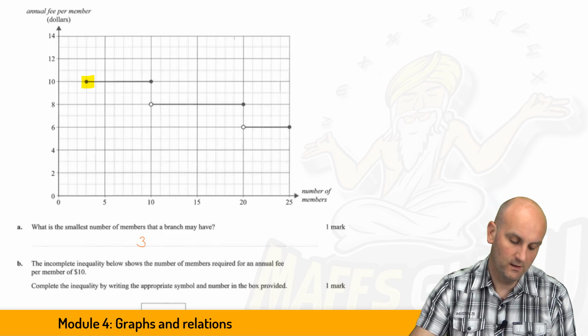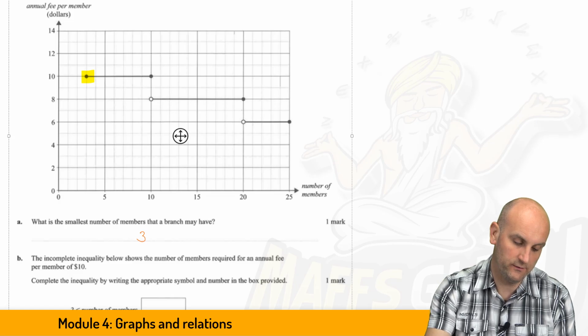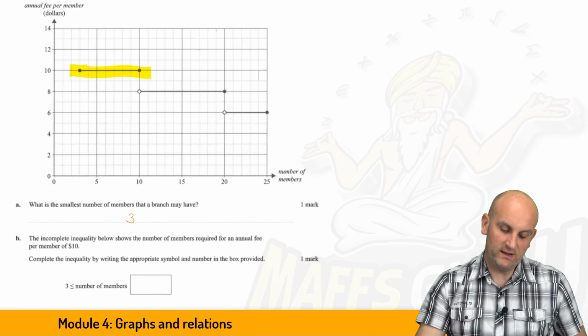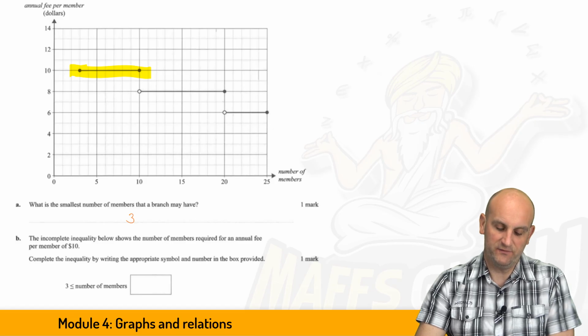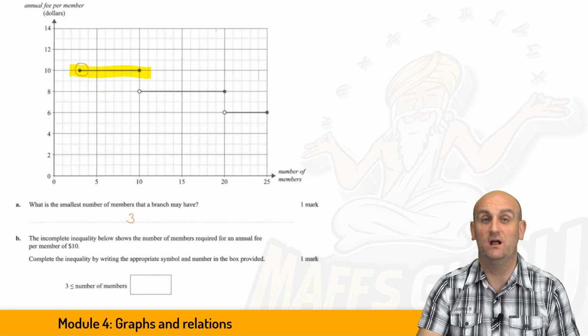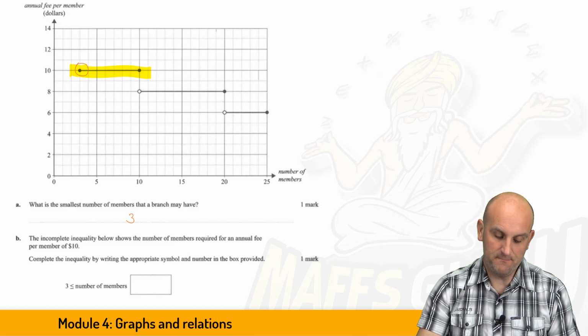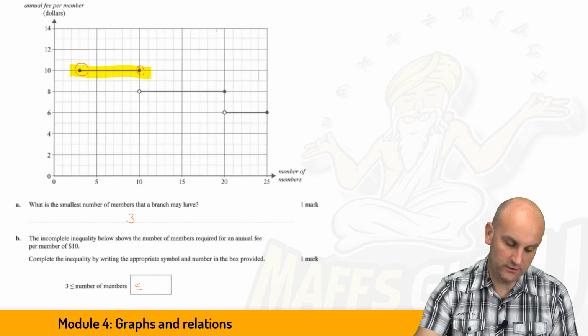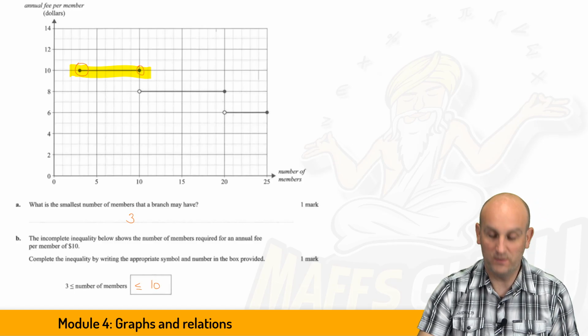The incomplete inequality below shows the number of members required for an annual fee per member of $10. Okay, so here's my $10 line. Complete the inequality by writing the appropriate symbol and number in the box provided. 3 is less than or equal to. Now we know it's less than or equal to because that's a coloured in dot. The number of members, which is, well, we have another coloured in dot here, less than or equal to, and how many members were there? There were 10.